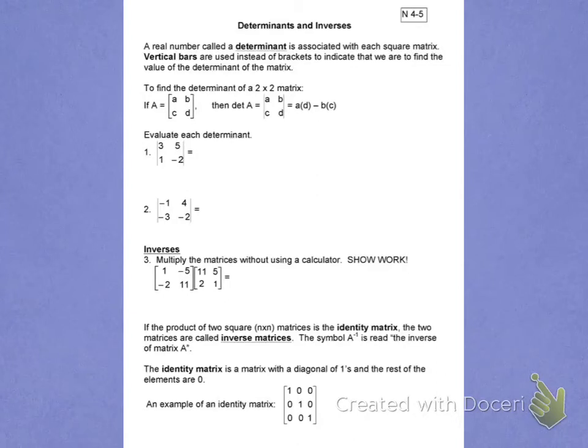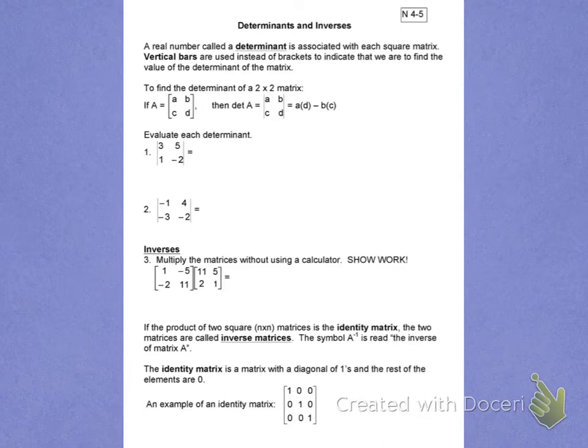Alright, this is lesson 4.5, and we're going to talk about how to find determinants and inverses of matrices. These are things we're going to show you how to do on the calculator eventually, but you're also going to need to be able to do them without a calculator, because remember that part of your test will be without a calculator.